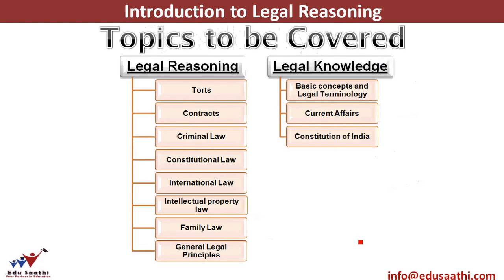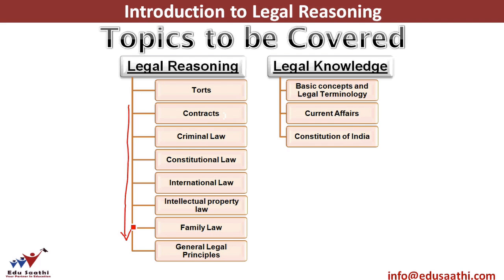Next we need to discuss the topics covered in the legal aptitude section. Here are the topics given. For example, legal reasoning includes tort, contract, criminal law, constitutional law, international law, IPR, family, and general principles. These topics are written in the order of their importance.